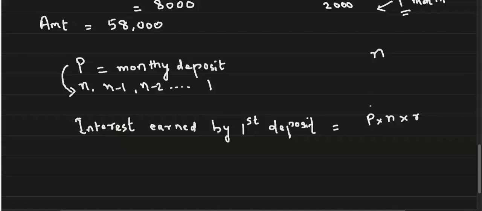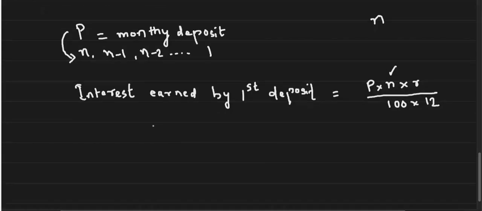So this is your principal monthly deposit. This is the number of months. This is your rate of interest divided by 100, PTR by 100. And also one more thing, because this is in months, first month, second month, you have to take 1200 as well, not in years. That's why we divide by 12. 12 into 100, that is 1200. PNR by 1200 is the interest earned by the first deposit.